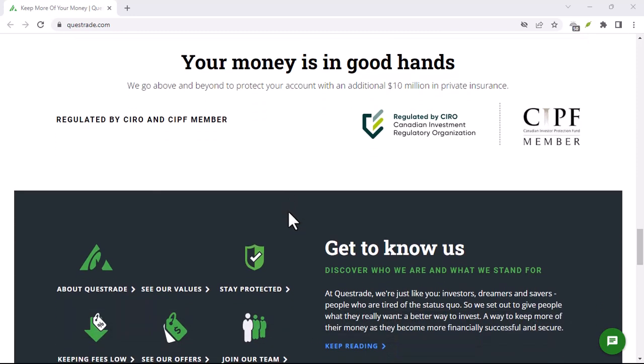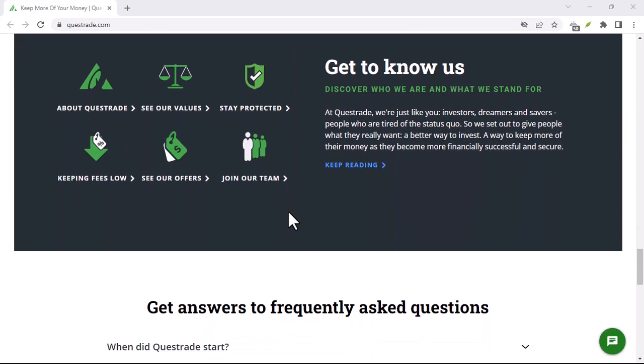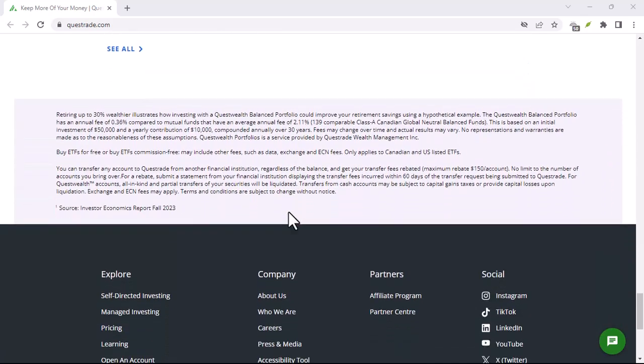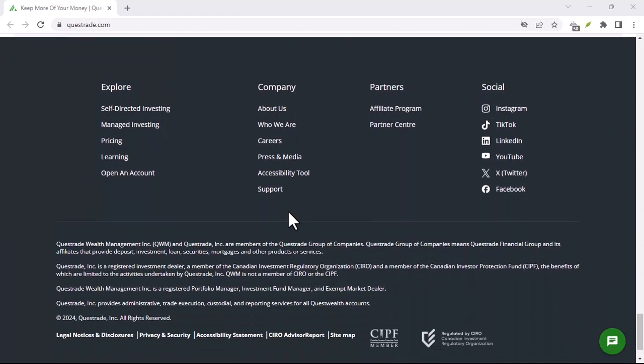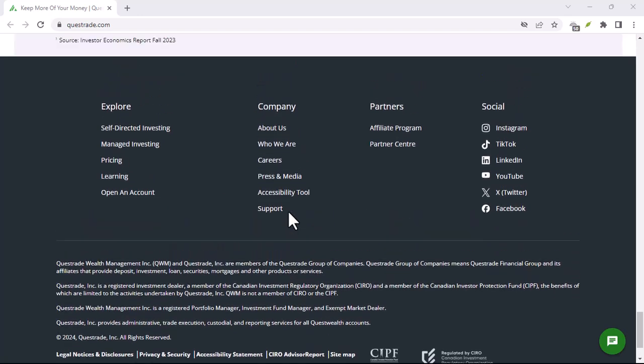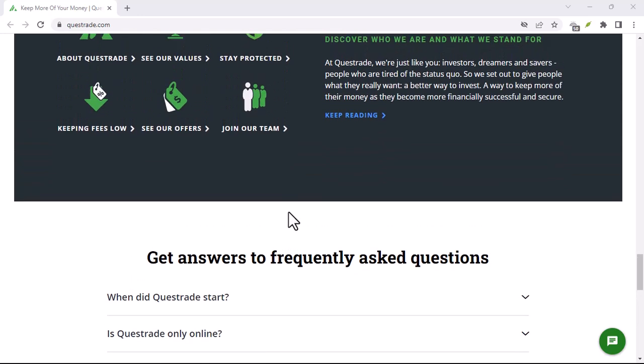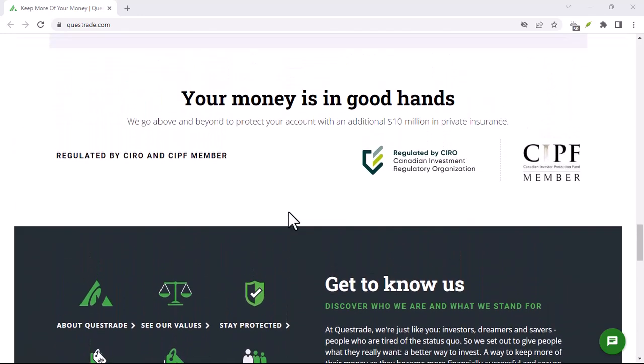Let's start with the basics. Questrade offers two main types of accounts, self-directed accounts and managed accounts. Self-directed accounts are for investors who want to manage their own investments. Managed accounts are for investors who want a team of professionals to manage their investments for them.